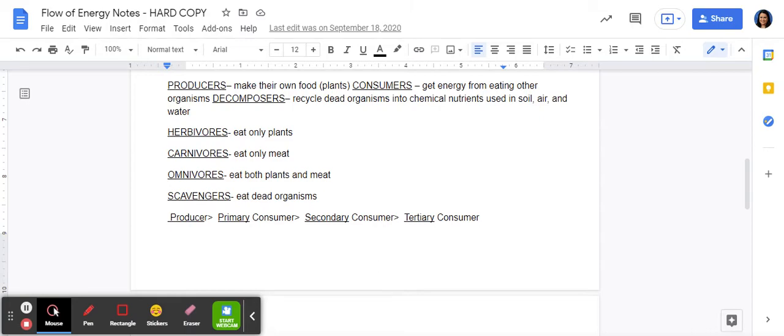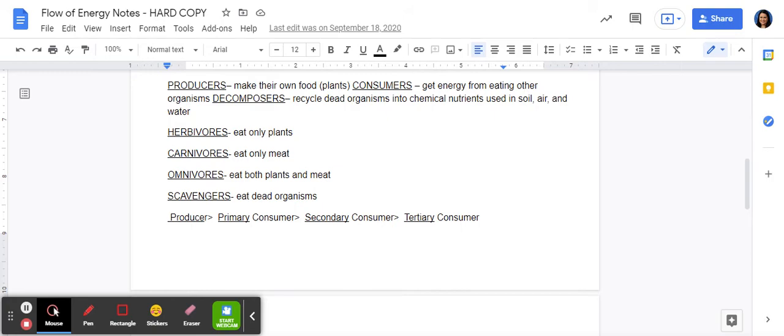Herbivores eat only plants. So these are organisms and animals that only eat plants. They're like vegetarians. Carnivores only eat meat. So these are your bigger animals, such as tigers, sharks, top of the food chain or middle of the food chain.